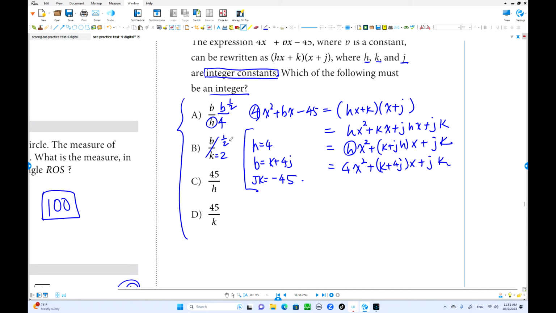What about 45 over 4? We already got h equals 4 here. This is not. They're all wrong. This is the answer, right? Anyway, so why is this the answer?